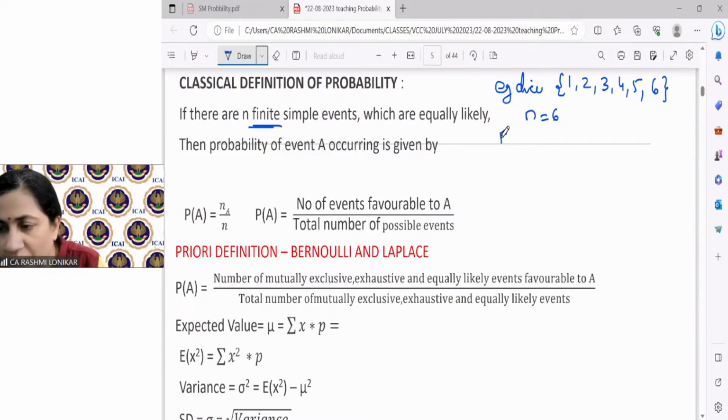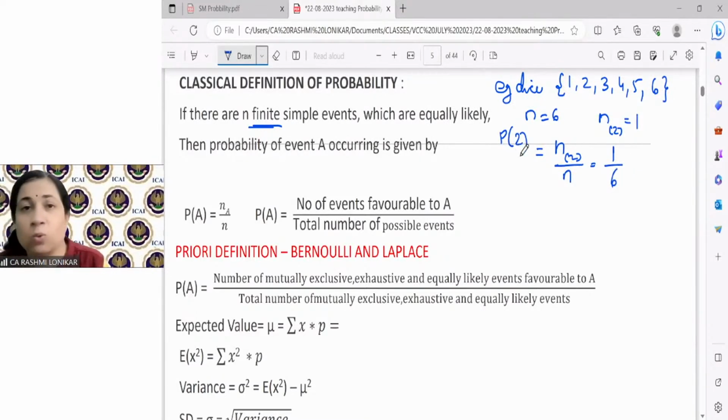What is the probability of getting a 2? How many 2s are there on the dice? Only 1. Okay, so n of getting a 2 is 1. I can have only one 2. So P(2) will be equal to n(2) upon N, which is equal to 1 upon 6. So getting a 2 on the top of the dice, what is the probability? 1 upon 6. Okay. So total number of events favorable to A, whatever the event A here is. In this case, we said getting a 2 on the dice was an event. And total number of possible events.